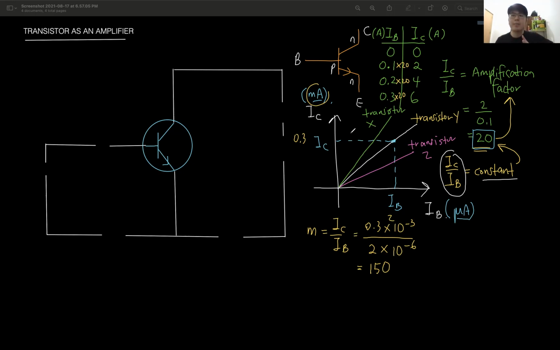Which one has the highest amplification factor? Compare. The green one. Why? Because it has the largest gradient. Largest gradient, largest amplification factor. So transistor X has the largest amplification factor.